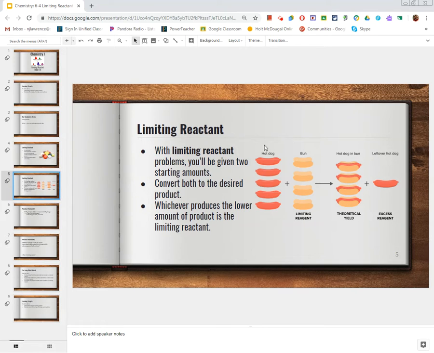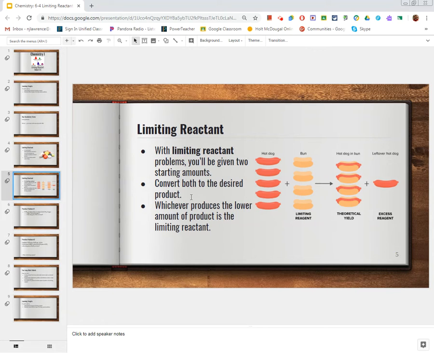So what you would say is, if I had 5 hot dogs and I had an unlimited amount of buns, I could in theory make 5 hot dogs with buns. But if I start from the buns position in scenario B, if I have 4 buns, I could only make 4 hot dogs with hot dog buns. And so from here, I could predict I can make 4. From here, I could predict I can make 5. And so therefore, the buns make less product. This is how we would identify our limiting reactant.